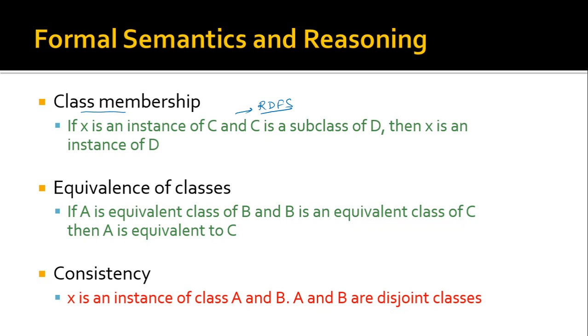We also need to offer consistency checking support. For example, if I say X is an instance of both class A and class B, and at the same time you are saying that A and B are disjoint classes, that means we have an inconsistency in our design, right? So these are the things we can consider while we are thinking about reasoning and defining the formal semantics, right?